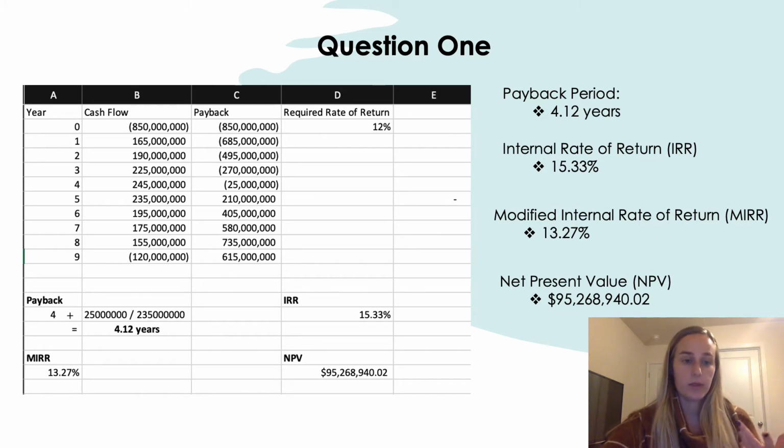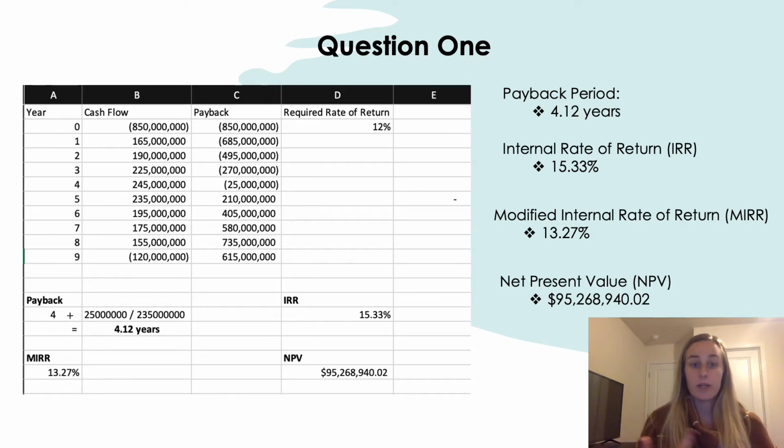So cash flow, for example, in year 1 is $165 million. Cash flow in year 9 happens to be negative $120 million, and they range. So you can see them all there: $165 million, $190 million, $225 million. So they vary. She also says that their required rate of return for this project is going to be 12%. So we need that to calculate NPV and discount our cash flows later on.